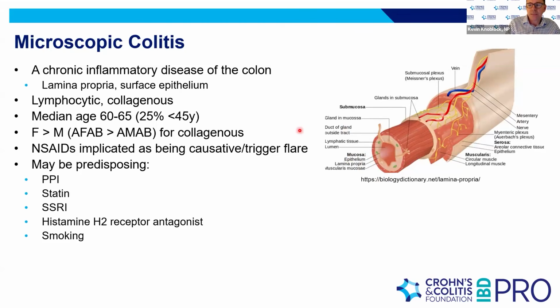Fewer than about 25% of diagnoses are under the age of 45. So, as you heard earlier, the mean diagnosis of our IBD patients skews a little younger, with the peak in the 15 to 30 age range. More females, and in a bigger academic center we might say AFAB, assigned female at birth, versus assigned male at birth. So females greater than males for collagenous colitis. Non-steroidals seem to be a pretty big trigger of a flare of microscopic colitis. Also predisposing are proton pump inhibitors, statins, SSRIs, H2 receptor antagonists, and even smoking.